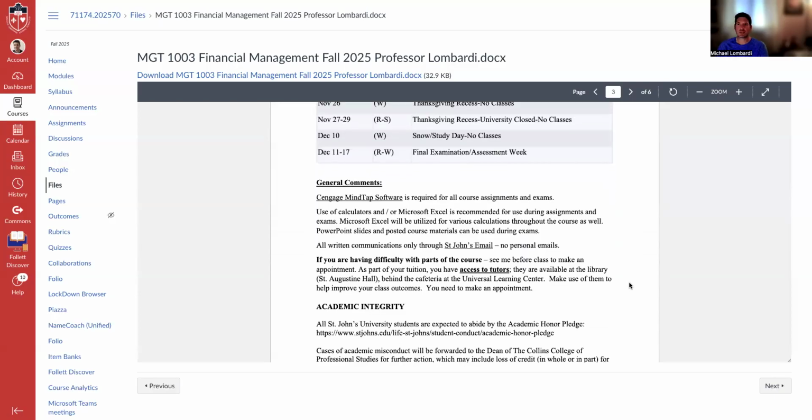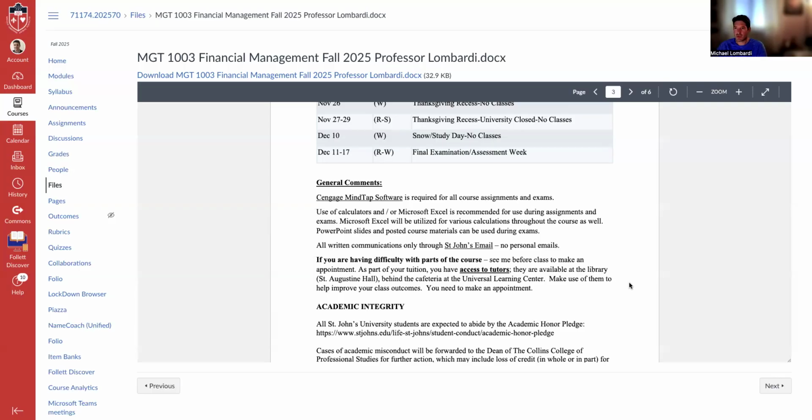This course, once again, is going to take advantage of the Cengage MindTap software, and it is required for all assignments and exams. That is the digital software for our textbook. Use of calculators and Excel is recommended during assignments and exams. There are going to be some formulas here that I would strongly recommend having a calculator handy when you are working on assignments and exams. You are welcome to use Excel as well. I do have some spreadsheets posted that we make in the recorded lectures.